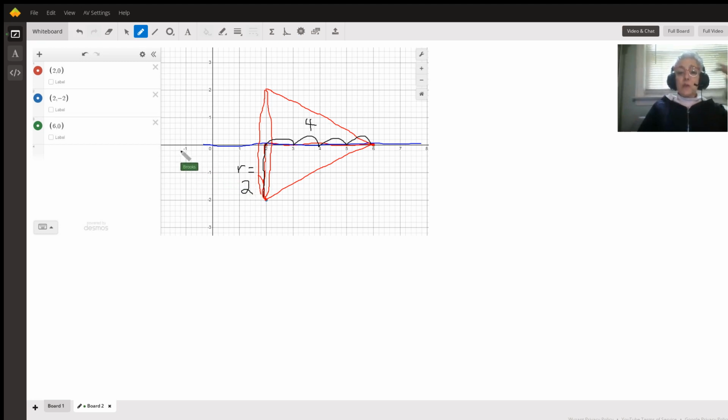So you would end up, if you connected those 3 dots and made that triangular shape and then rotated it around the x-axis, you would have a cone on its side with a height of 4 and a radius of 2. Great question.